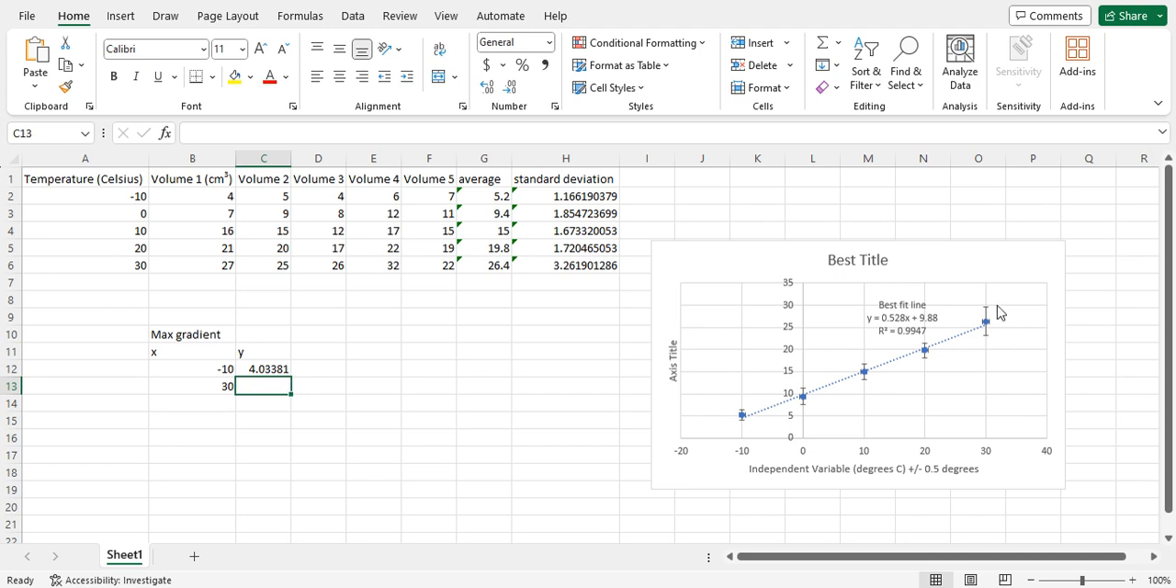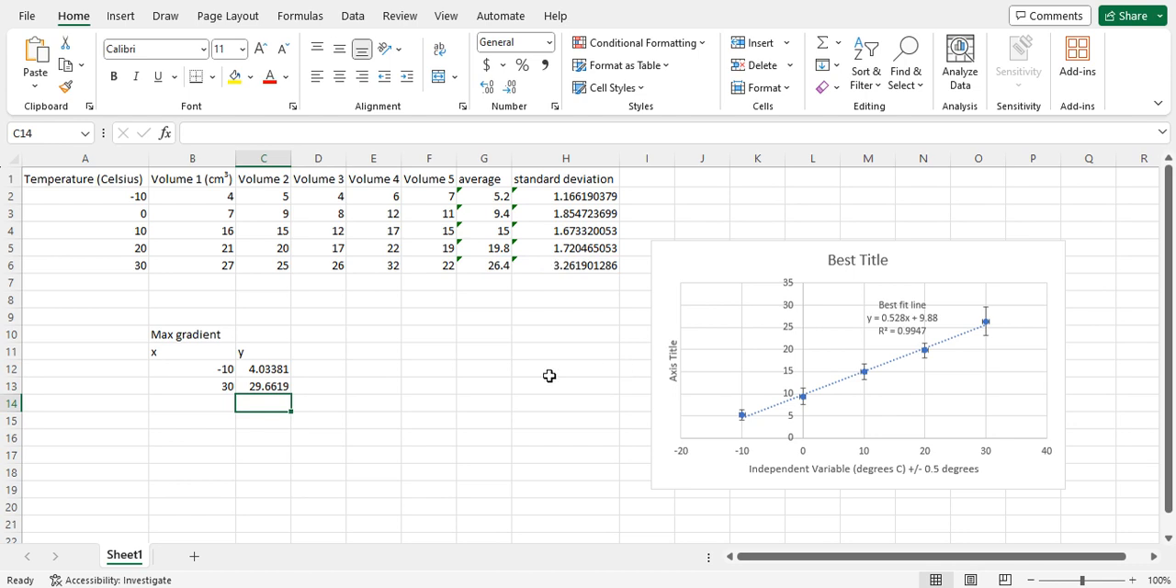The top piece here for the 30 degree mark, I want the top of this error bar. So I will hit equals. I will click on the value here. That's the point. And I'm going to add the standard deviation. So I'll go plus this value, and I'll hit enter. So those are the data points we're going to plot here.